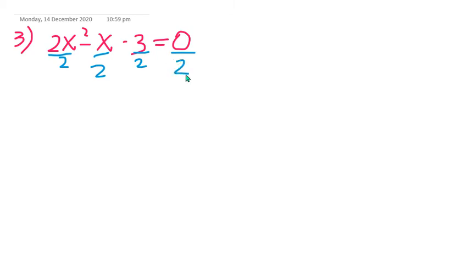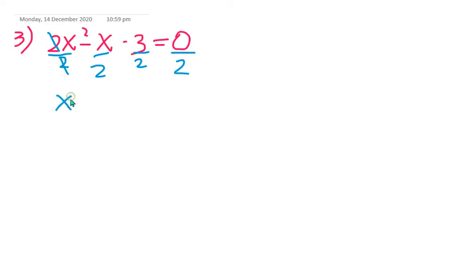We have 2x squared minus x minus 3 is equal to 0. Okay, using completing the square. First, we must divide both sides of the equation by the coefficient of the quadratic term, which is 2.